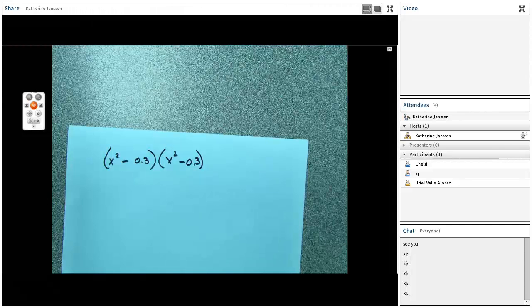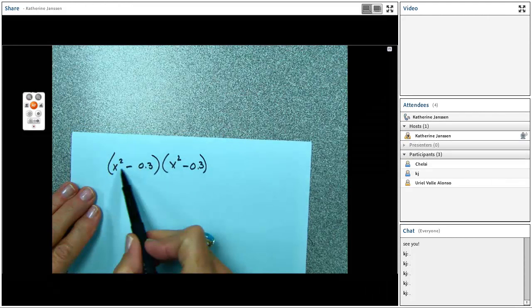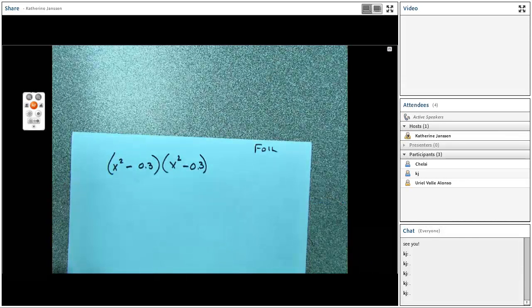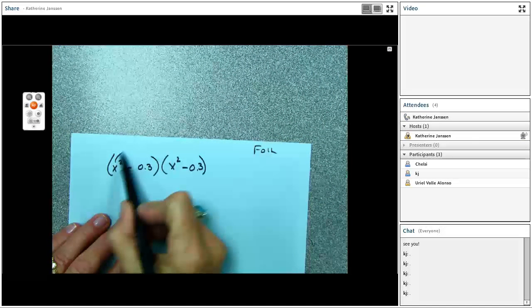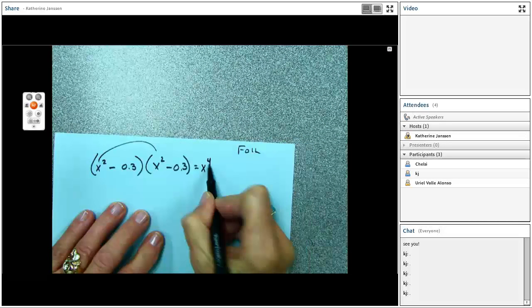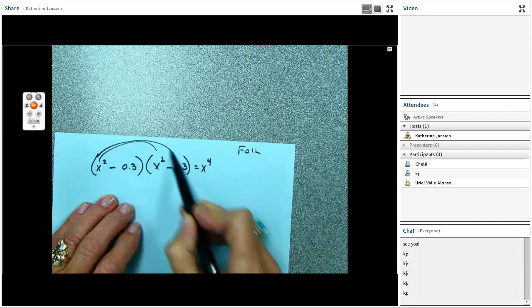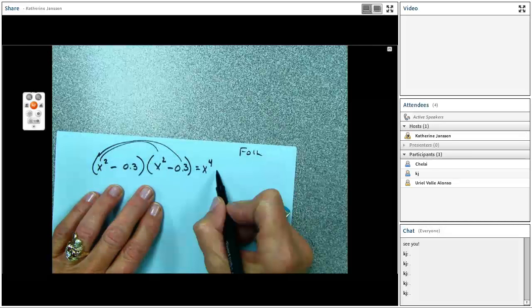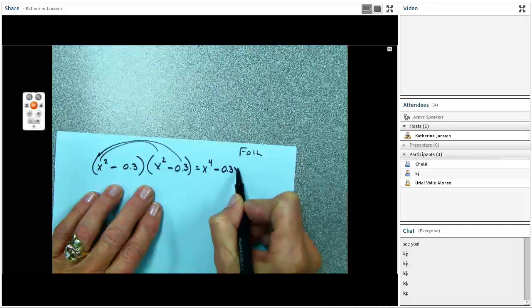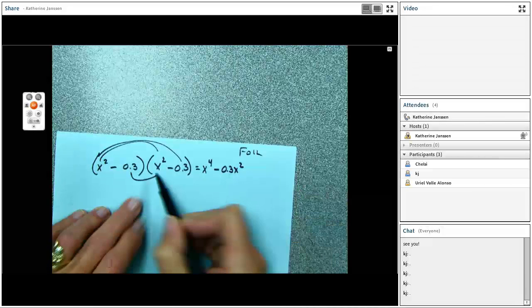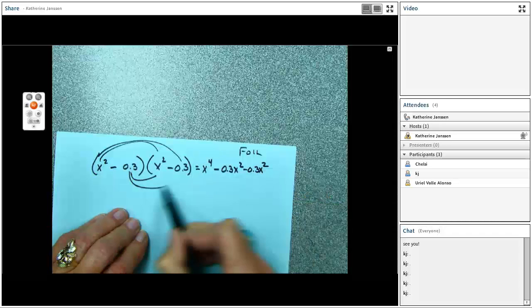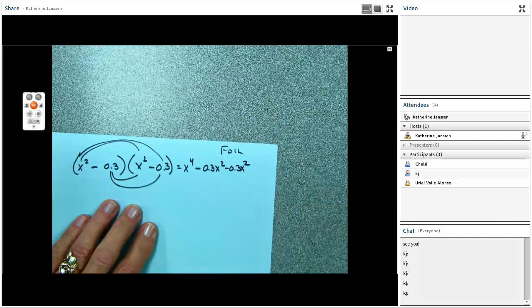So with our eagle eyes, we want to spot or note that we are multiplying a binomial times a binomial. So I can use FOIL. Multiplying the first terms, I'm going to get x to the 4th. Multiplying the outer terms, that's x squared times a negative 0.3. My inner terms, it's a negative 0.3 times x squared. And my last terms, the negative times the negative is going to be positive.